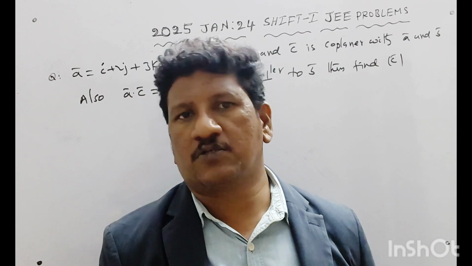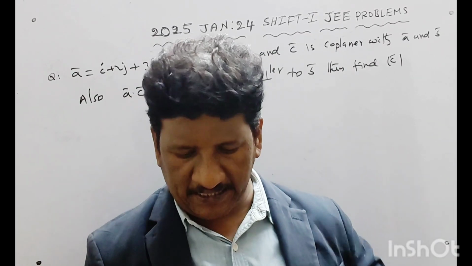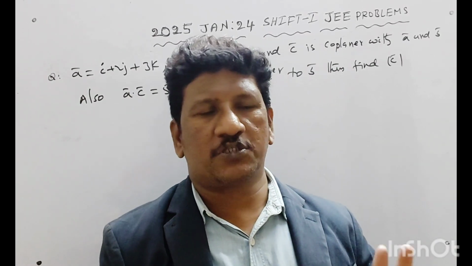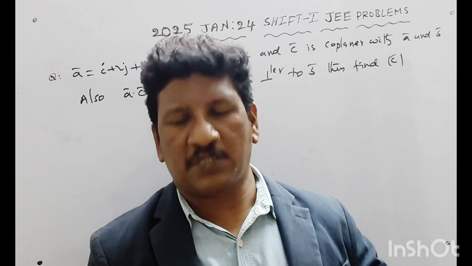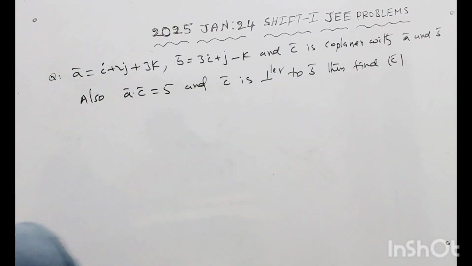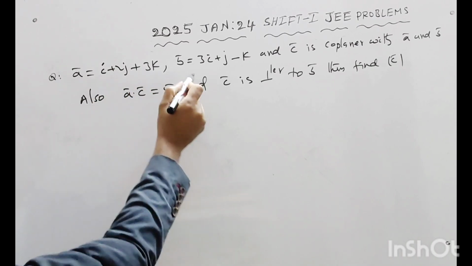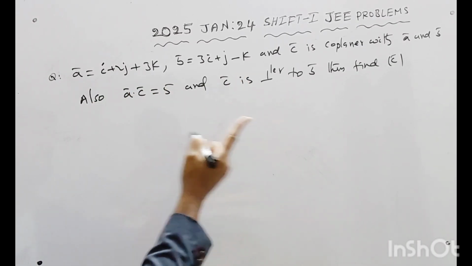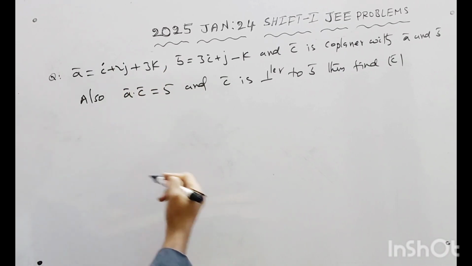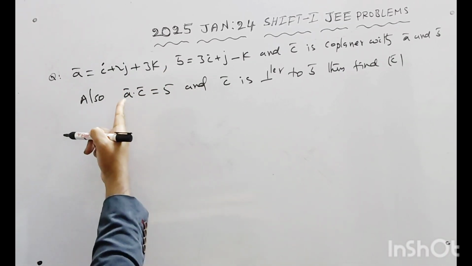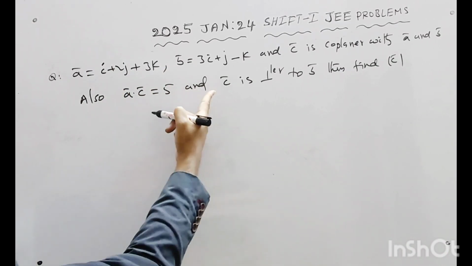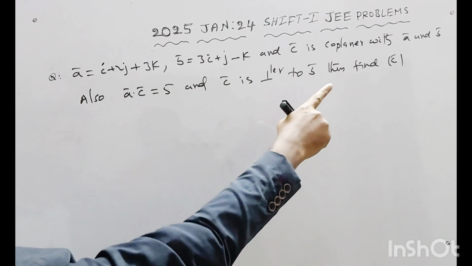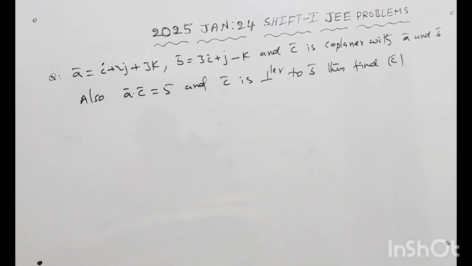Yes, dear students, this is a question from vectors. This type of question has been asked many times in previous years also. Here A bar and B bar are two vectors and C bar is a third vector which is coplanar with both of them, and A bar dot C bar is equal to 5 and C bar is perpendicular to B bar. Then find the length of the vector C bar.